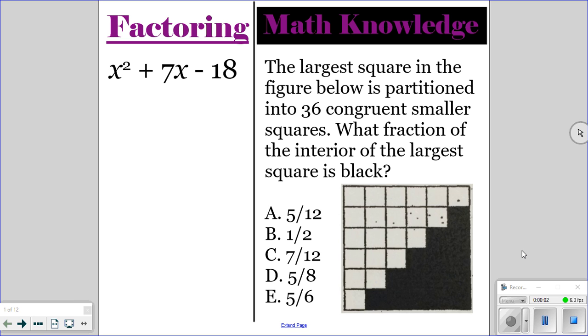Alright, so y'all go ahead and do the factoring and the math knowledge question for today. Pause the video, and then once everyone is finished, you can unpause the video and I'll go over the correct answers. So for the factoring, you should have (x + 9)(x - 2).